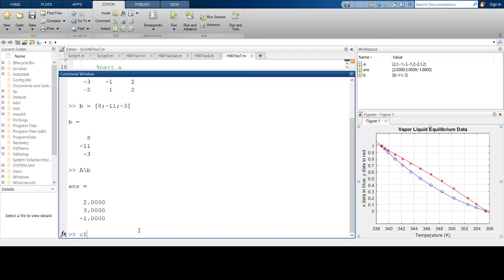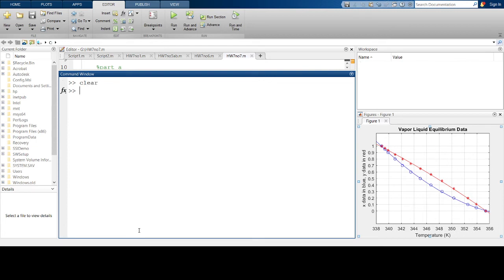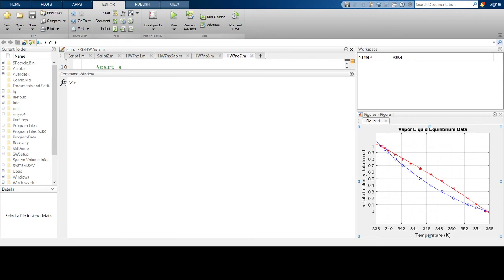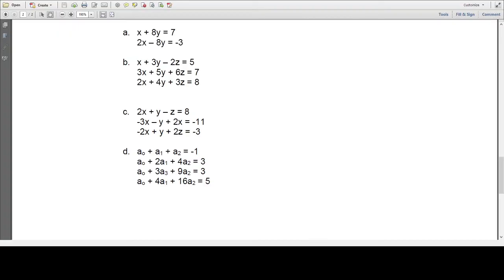Now let's clear the memory, clear the screen, start fresh. Let's go back to the document and see part D. So for part D, you're given 4 equations with 4 unknowns, right? So you have A0, A1, A2, and then you have A3, which is right here.